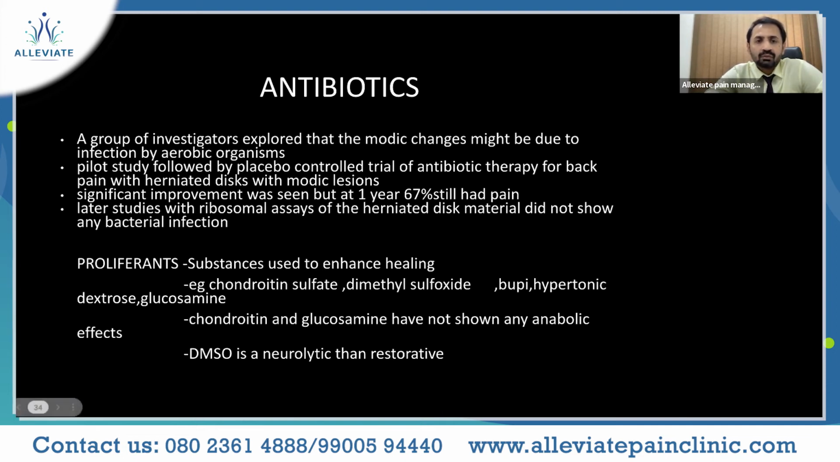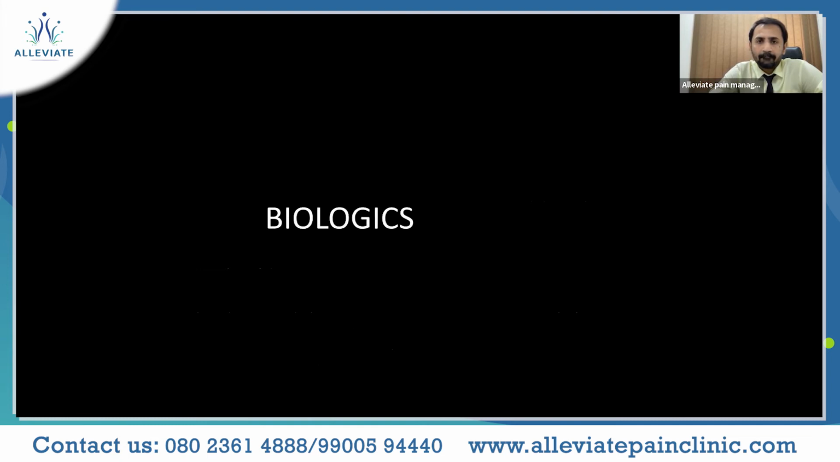So again, coming down to proliferants, substances used to enhance healing. Examples are chondroitin sulfate, dimethyl sulfoxide, bupivacaine, and hypertonic dextrose glucosamine. Chondroitin and glucosamine have not shown any anabolic effects. Dimethyl sulfoxide is a neurolytic, rather than restorative.